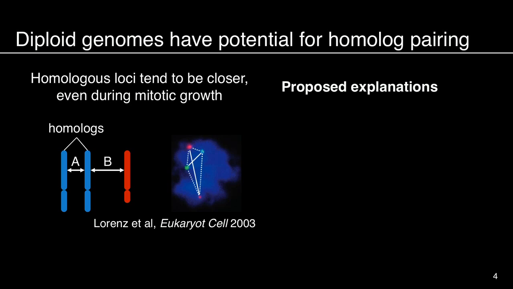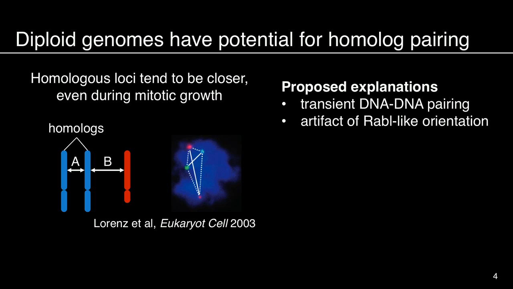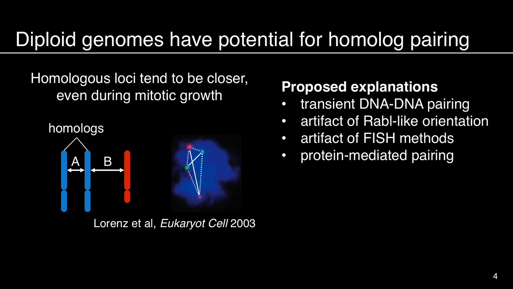Proponents of mitotic homolog pairing argue that this is the result of transient pairing of homologous DNA sequences, and they think this happens through a direct pairing of naked DNA. But others have argued that this is just a result of the Rabl-like orientation or of FISH artifacts. In addition, there might be protein-mediated pairing as well, but we don't really have a conclusive answer to any of these questions because most of the studies so far have been limited to just a handful of genomic loci.